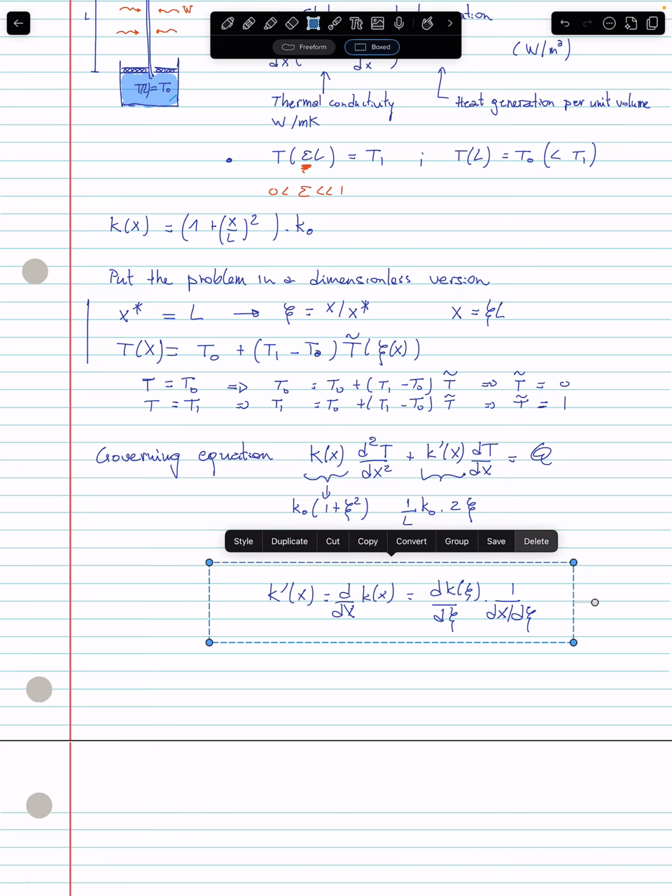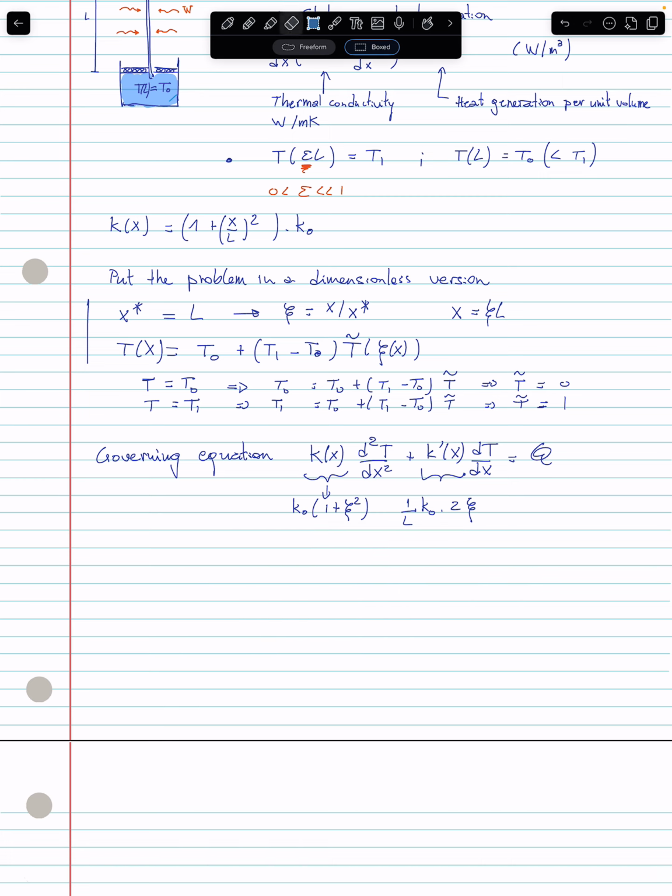You shouldn't be afraid of that, and you should not make any mistakes, so don't forget this. There's a very good way to remember you need this 1 over L here: you see there's one derivative, so you should keep the units of x in the denominator over there. Once this is done, let's substitute this into the equation, and we can divide left and right by k0 right away. So on the left we have 1 plus xc squared multiplied by the second derivative of T with respect to x.